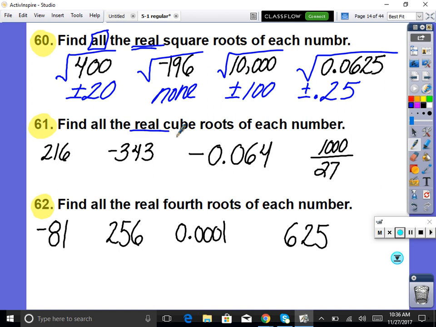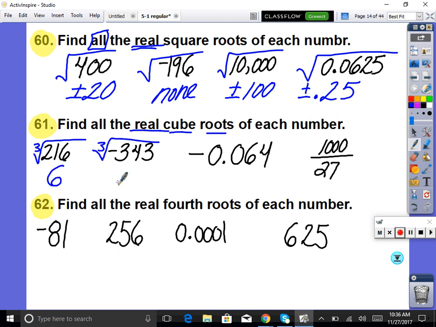Find all the real cube roots. Now remember, will cube roots ever be i? No, because can't we have positive and negatives under odd roots? We just talked about why. Okay, cube root of 216. If you don't know how to do it in your calculator, hit math. Then go down to cube root. Cube root of 216. Positive 6.